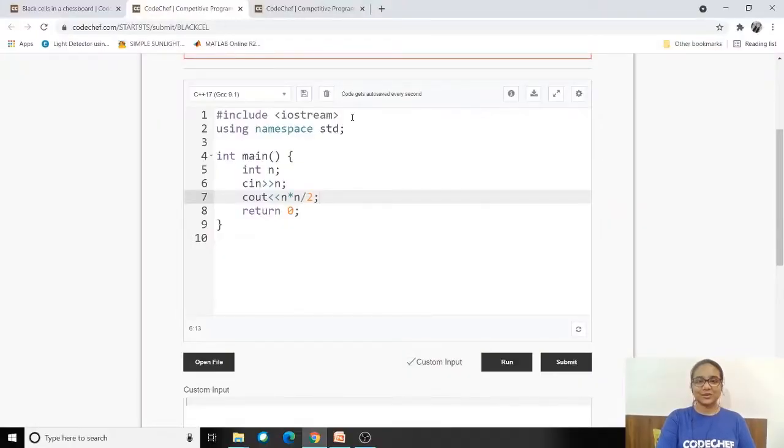So guys, this is the code in C++. I have taken input as n and I have printed n into n divided by 2. If you see, I have not used any brackets here. So this expression will first execute n into n because of the precedence in C++, and then it will go to the division part. So we will get our answer, and this is a very simple code.